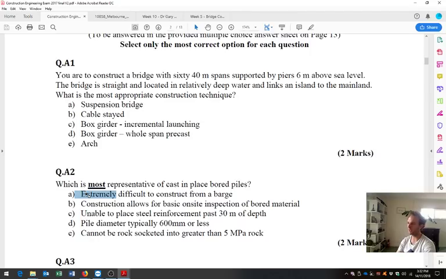But this year we covered this a lot more. It's not that hard. If you insert a steel tube, you can construct your pile within that steel tube. It's not that big a deal. So A's less correct. Yeah, we're looking at the right one.